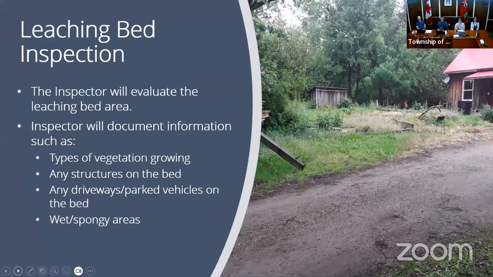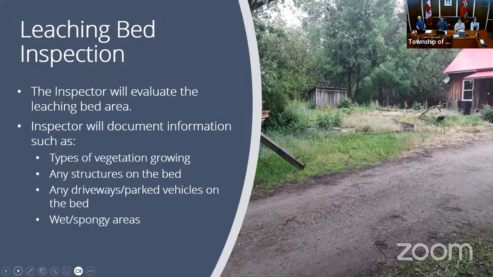That being said, seeing inside the tank provides us a lot of information on how the leaching bed is functioning based on the liquid levels in the tank. So we still do gain some knowledge in that sense. But looking at the leaching bed itself, our inspector would be walking the area, looking for the types of vegetation that's growing, looking for any structures that could be on top of the leaching bed, or indications that vehicles are either parked there at the time or have been in the past, or drive over top of the leaching bed. Anything that's got excessive weight or limits aeration can negatively impact the leaching bed. So those are the key things that we're looking for.